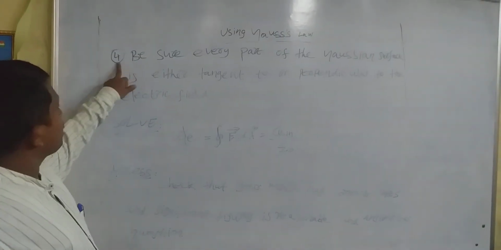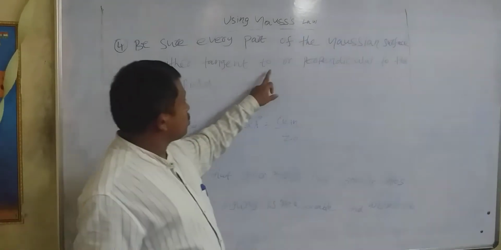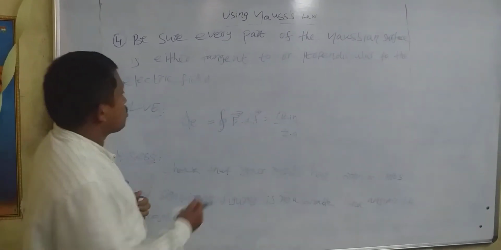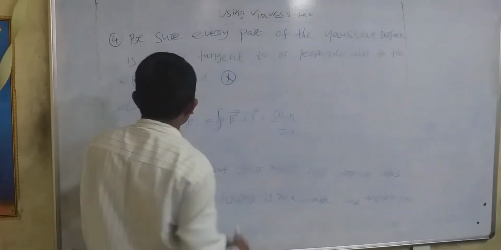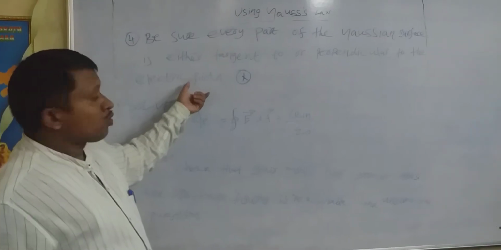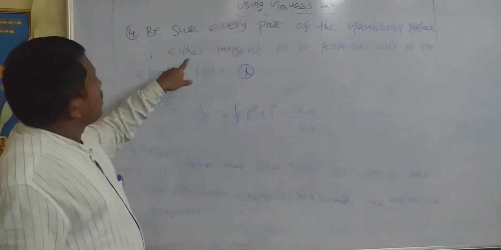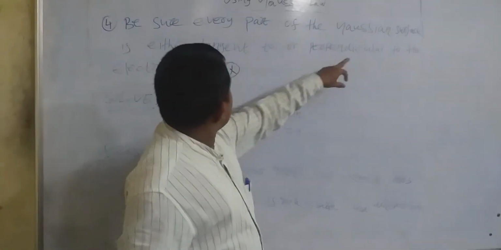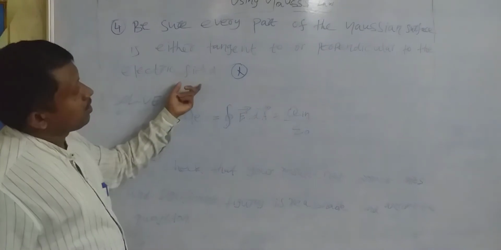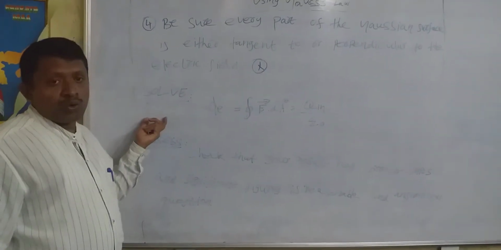The fourth point is to be sure that every part of the Gaussian surface is either tangent or perpendicular to the electric field. This point is very, very important. Using this point only can we find the electric field of an object. So we must check that the surface is either tangent or perpendicular to the electric field. This is an important point. Then next we have to solve.